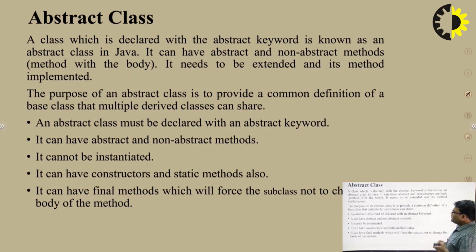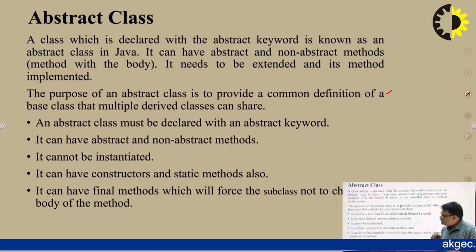The purpose of an abstract class is to provide a common definition of a base class that multiple derived classes can share. This is the main purpose of an abstract class, to provide the common definition, and other subclasses can implement this common definition.